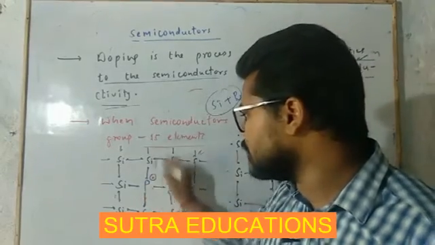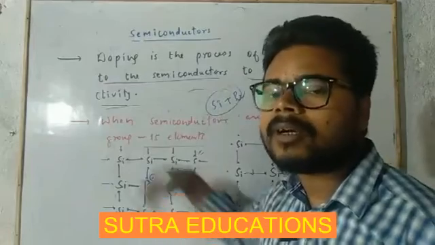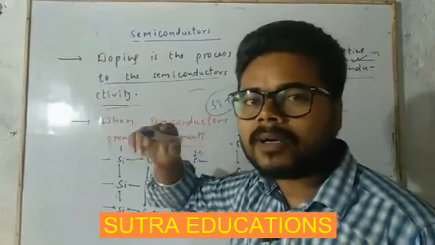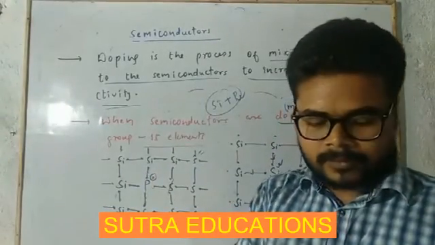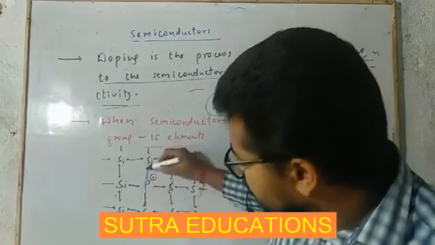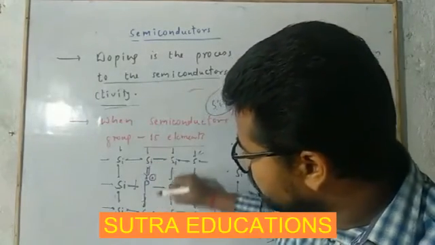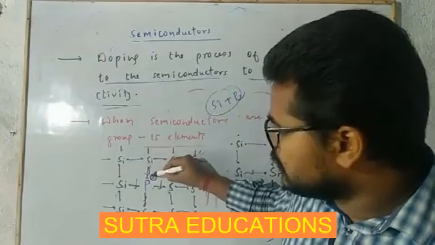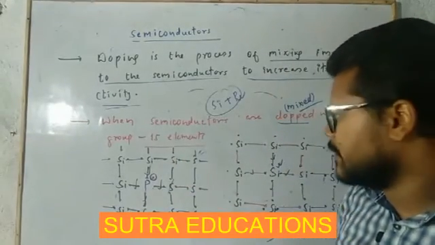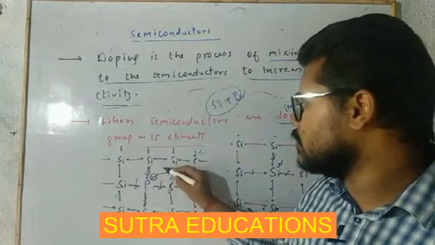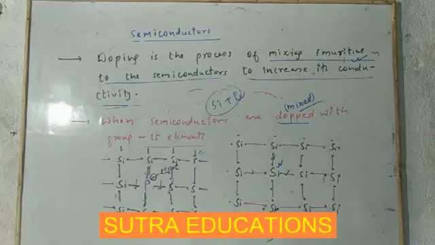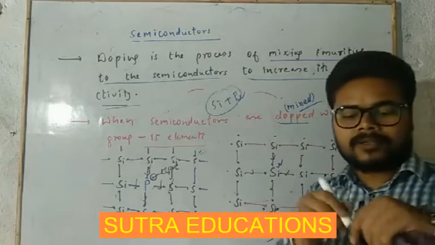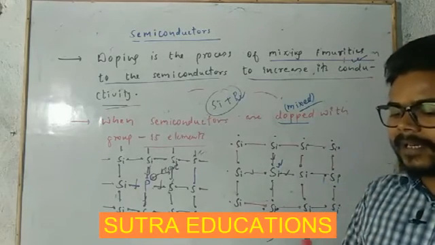So 4 of the electrons got bonded, got satisfied. This got satisfied, this got satisfied, this got satisfied, this got satisfied, but this electron is still free. So what happens? This electron can move in the lattice, and due to the movement of this electron, this becomes more conductive. Okay, getting this now?